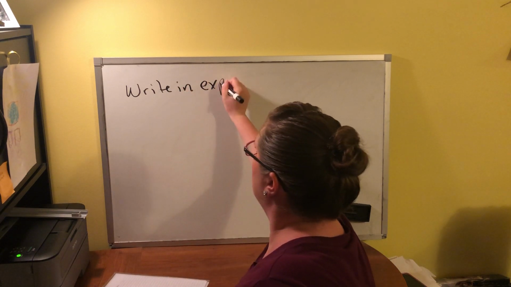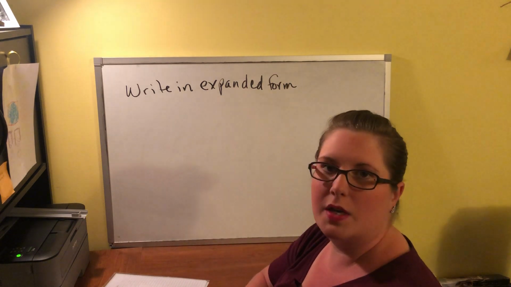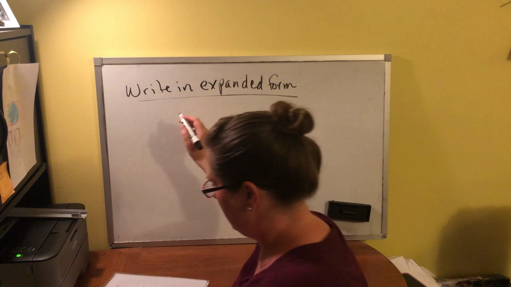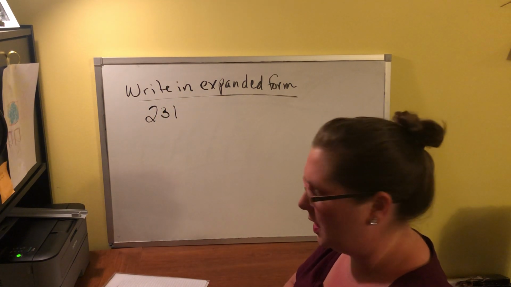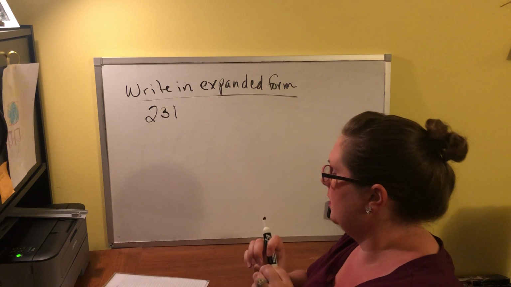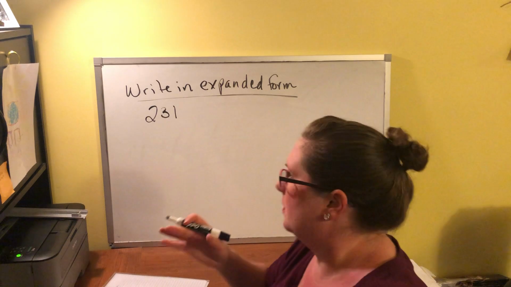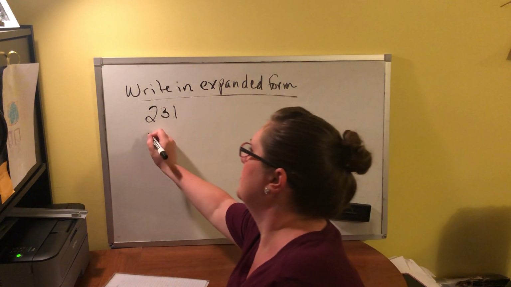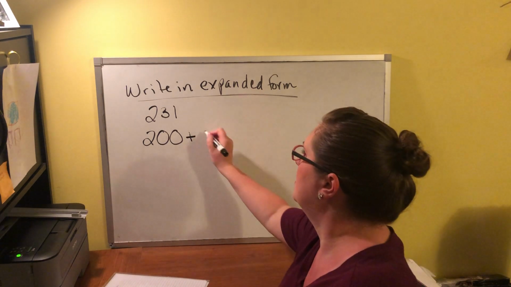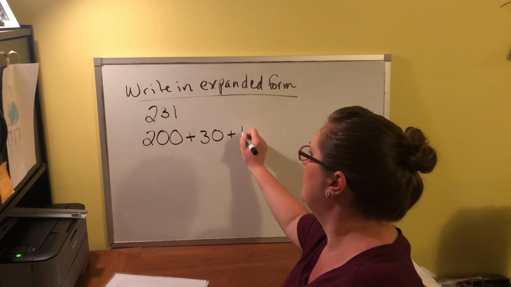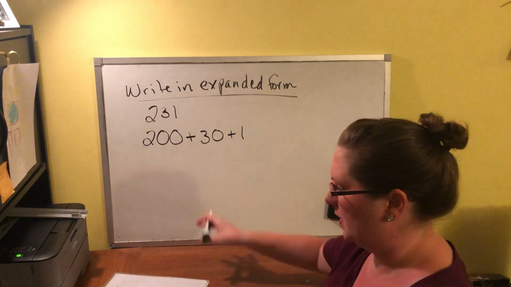So you need to write a number in expanded form. So let's say they gave you the number 231. They want you to write that in expanded form. We're going to go ahead and break that apart as if we are going to add that number back together to get the original. So this is 231. So this would be 200 plus 30 plus 1. And if you add that back together, you would get 231. So that's the first thing they're going to ask you to do.